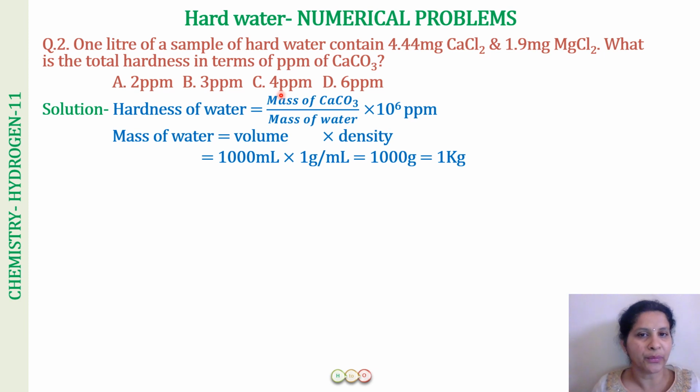Now what to do? Well, it is not given to us. How are we going to find out? Here you have to understand what calcium chloride and magnesium chloride are. These are permanent hardness causing salts. Can we convert them into calcium carbonate? Just remember what you did in the last lecture.